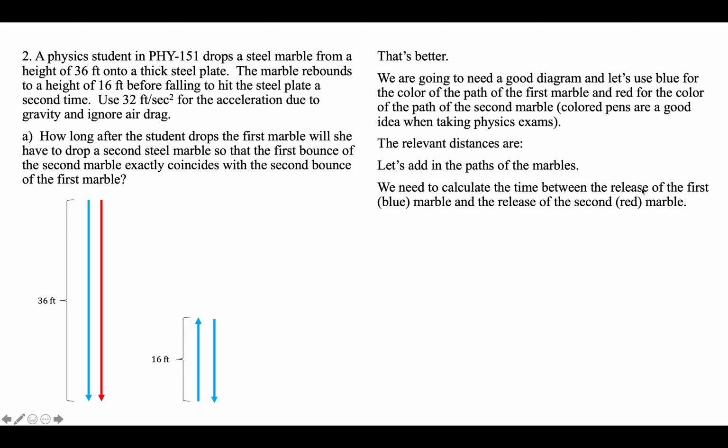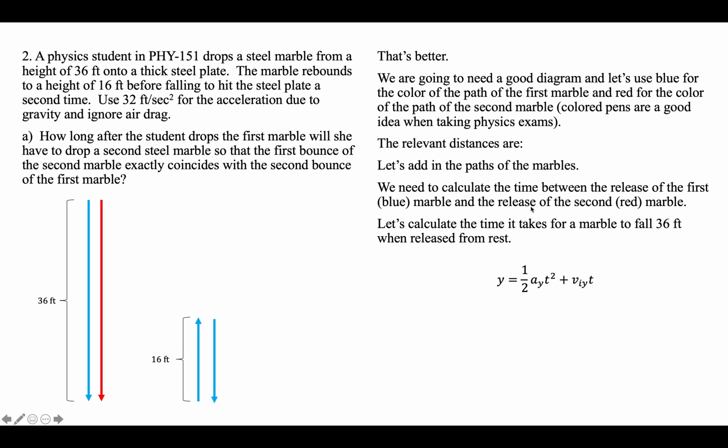We need to calculate the delay between the release of the blue and the red marbles. What's the delay? So let's calculate the time it takes for a marble to fall 36 feet when released from rest. So we have 1/2 a t squared plus v initial t. It's released from rest, v initial is 0. y is 36 feet down. The acceleration is 32 feet per second squared down. We can calculate the time.